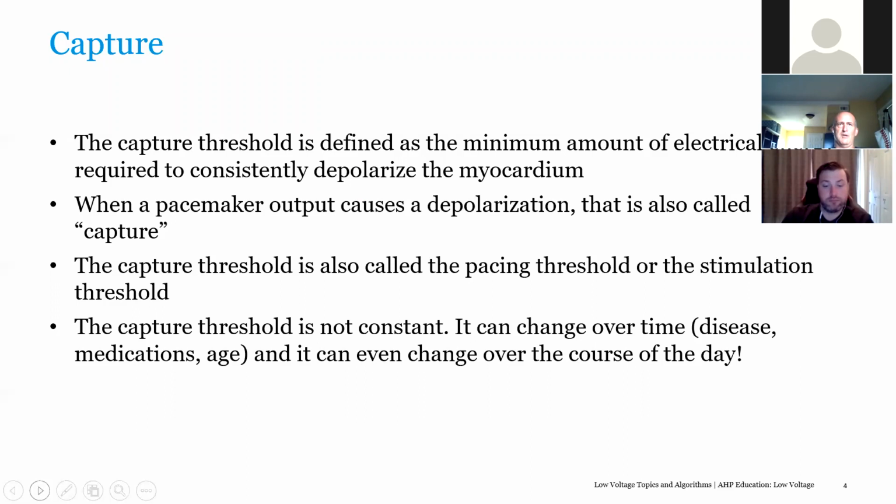And it's important to note that those thresholds over time can change. And why can they change? Well, because people change all the time. Their disease states change over time. Various medications can affect pacing thresholds, and age. You know, lots of different things go into it. Like it says, it can even change over the course of the day or course of time, as we see with leads that are in for an extended period of time.